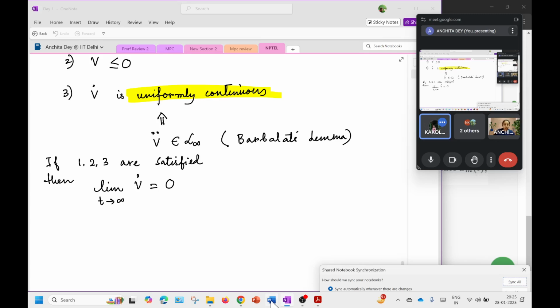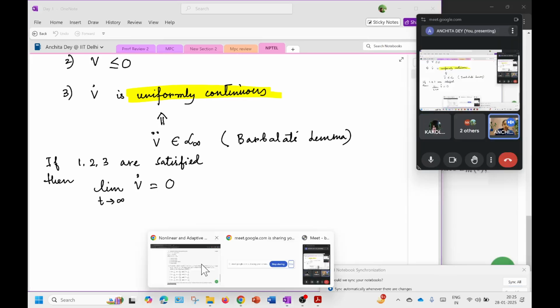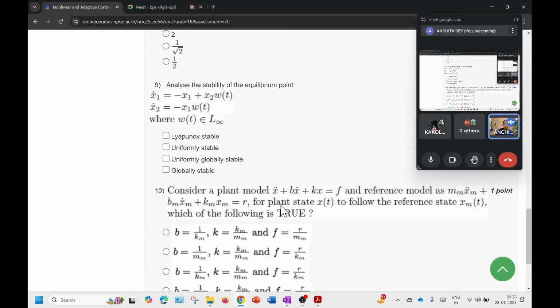So yeah, while I find this, let me just explain these things to you first. For the last question, I think sir would be moving towards designing MRAC, which is the Model Reference Adaptive Control, in the next classes.